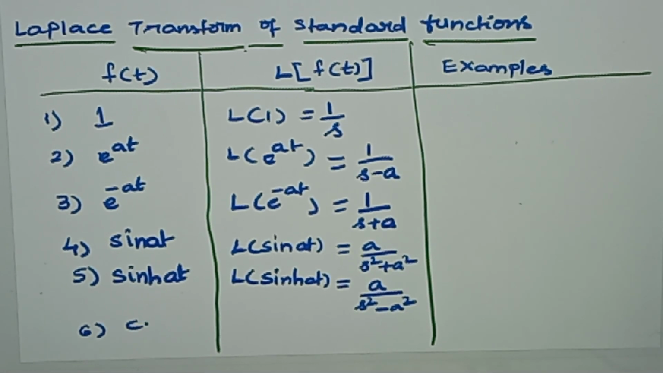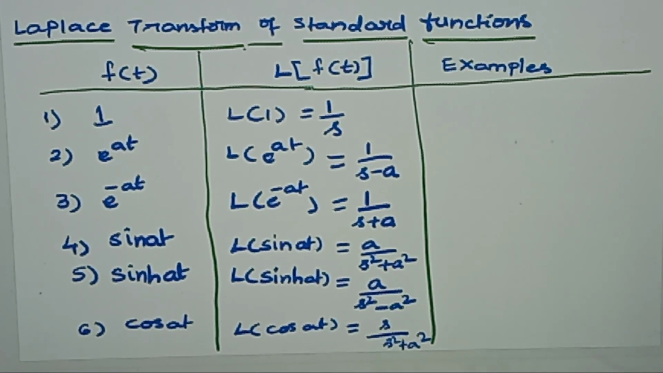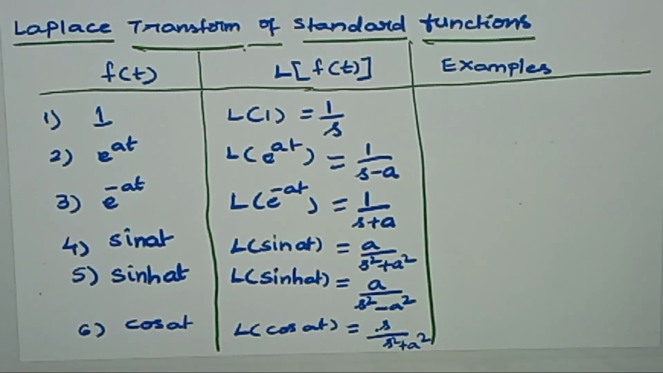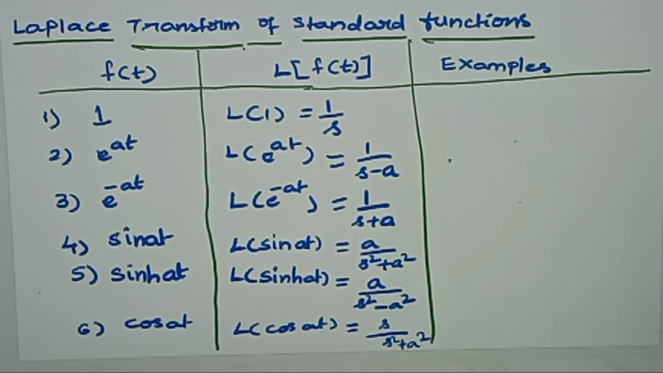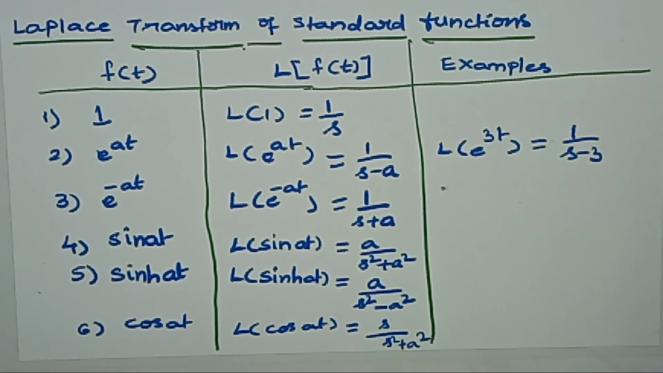If the function is given as cos at, what is the Laplace transform of cos at? The Laplace transform of cos at will be equal to s upon s square plus a square. Okay. Now, what are the examples? Say for instance, I want to find the Laplace transform of e raised to 3t. L of e raised to 3t, what is it? It will become 1 by s minus 3.